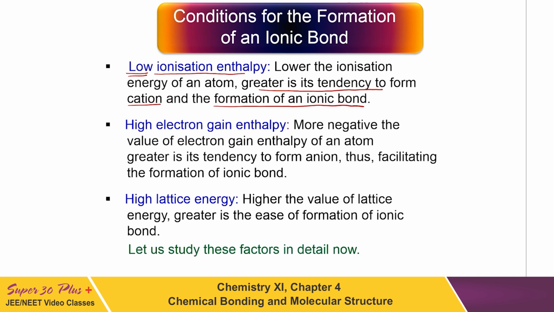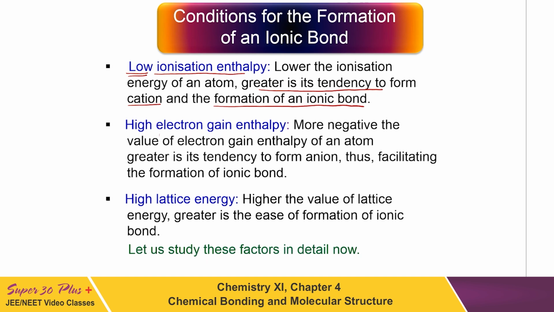Students, please listen to me one more time. It is important. Lower value of ionization enthalpy, low value of IP, is in favor of ionic bond formation. Why? Let me tell you one more time. If IP, ionization energy, is low, if it is easy to remove an electron, the cation will be formed easily. If the cation is formed easily, there will be formation of ionic bond easily.